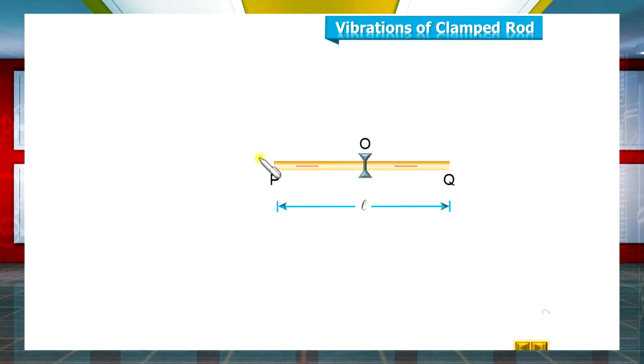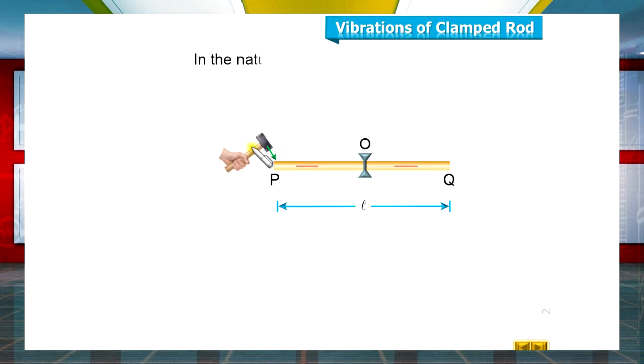Okay, let us do one thing. Let us gently hit the rod at one of its ends, either P or Q. Let us hit the rod at point P. What will happen? The rod will start vibrating, right? There will be natural oscillation of the rod. Let us consider this rod starts oscillating with the least frequency.